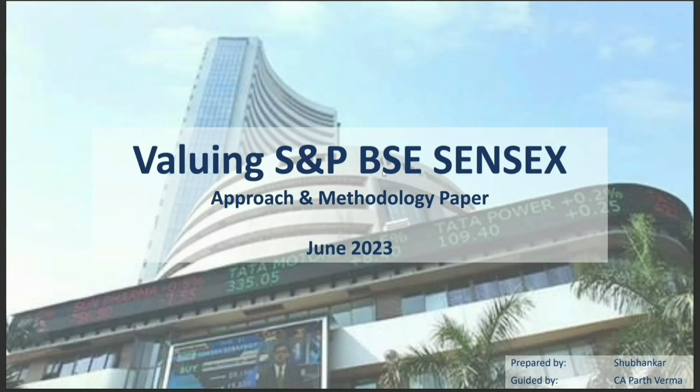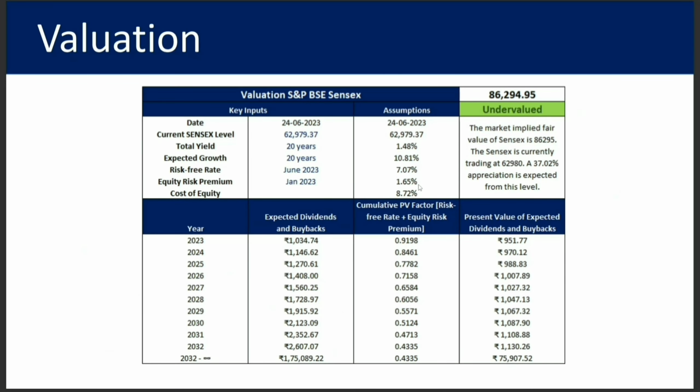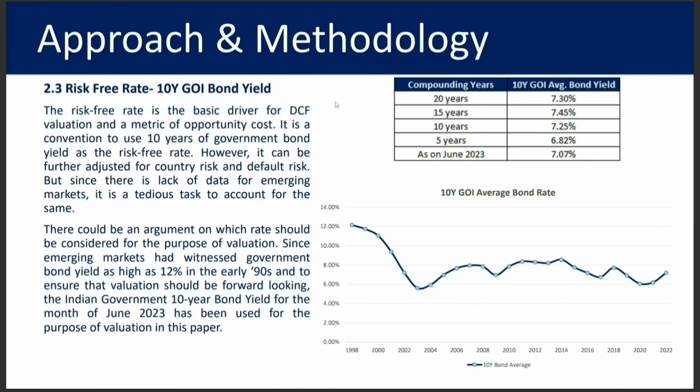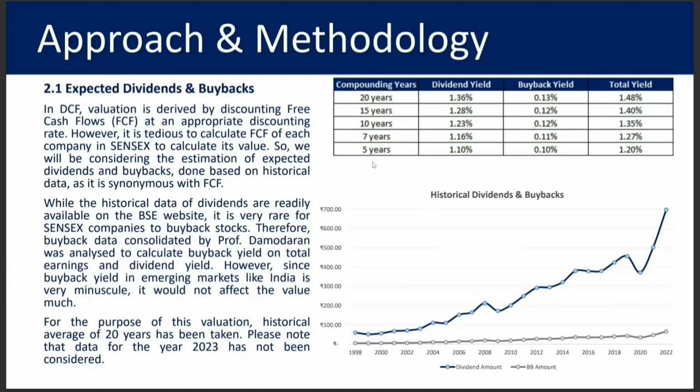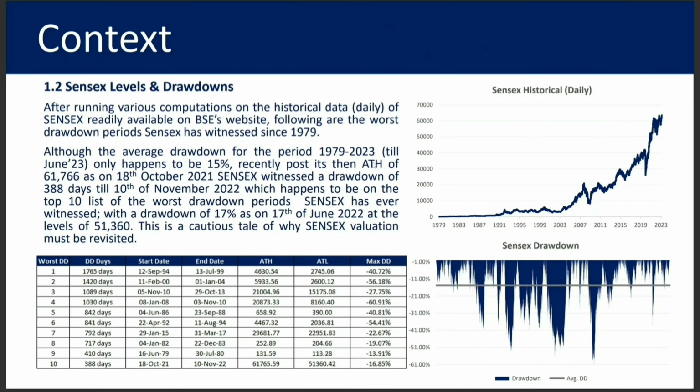So this is a paper I wrote recently under the guidance of Parth sir, wherein I have not only included the valuation of Sensex but also elaborated on the methodology and the various assumptions taken in order to value an index such as Sensex. So this is something I did on my own, right? Here I have listed the various drawdown periods that Sensex has gone through, and in this report I'm going to try to tell you the story these numbers are trying to tell, and also if watching this video you will be able to calculate this with the help of Excel as well as Python.